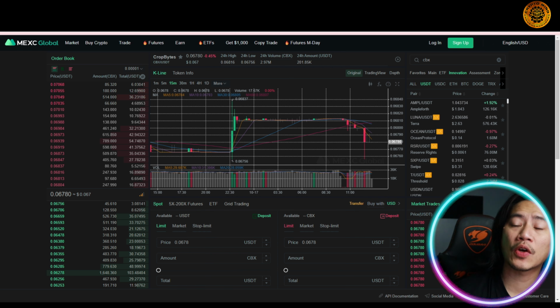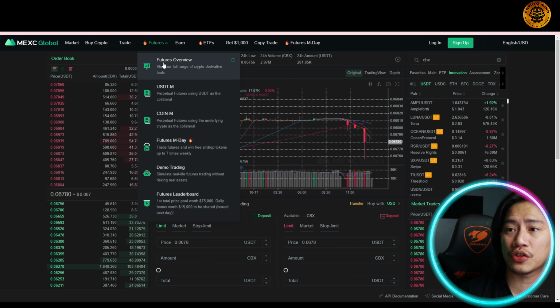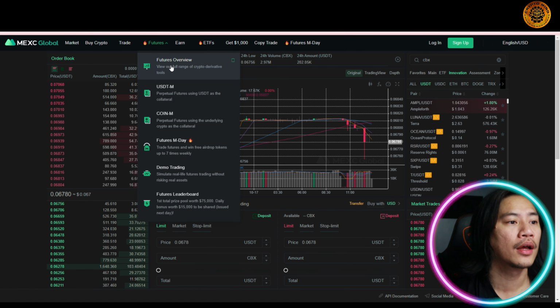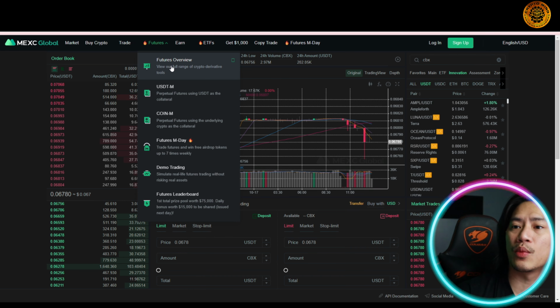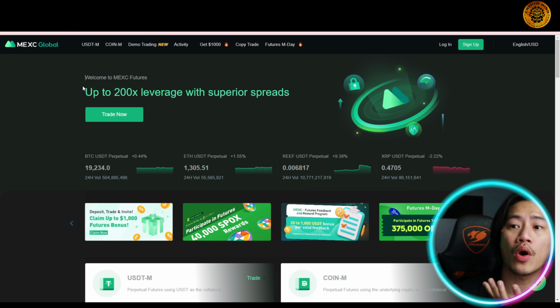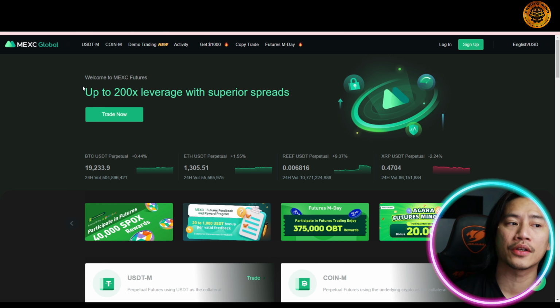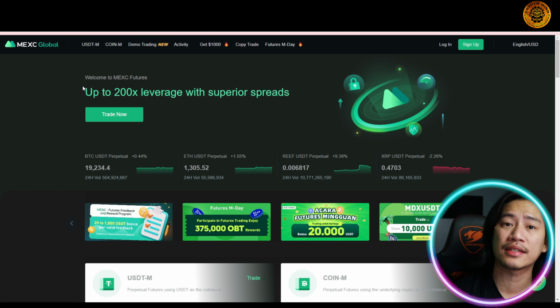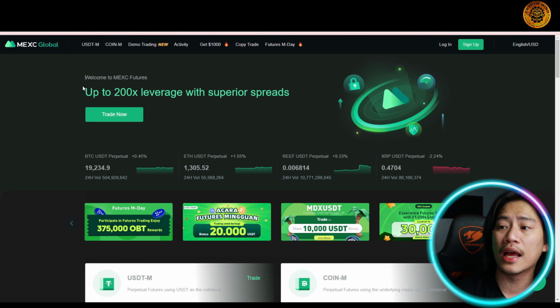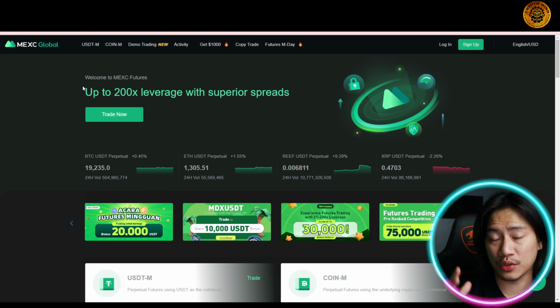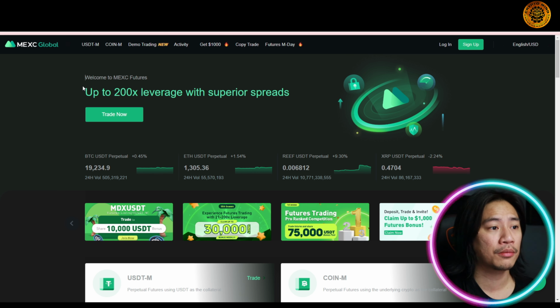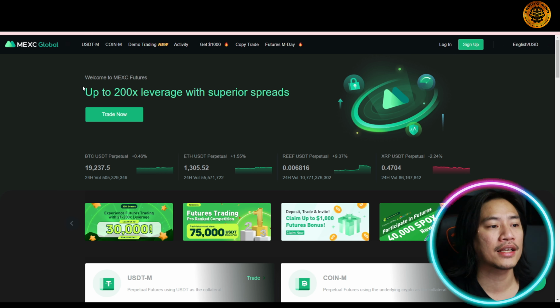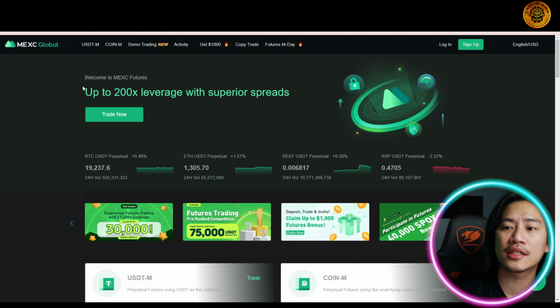The next one that I want to highlight is their futures, guys, or the derivatives. If we click on futures and go to the futures overview, it will show us this. See, up to 200x leverage with superior spreads. That's what I like about this one as well. There are a lot of exchanges that have derivatives or futures that you could use, but this one I feel is something I would definitely consider, simply because their futures market has deep liquidity and thin spreads.